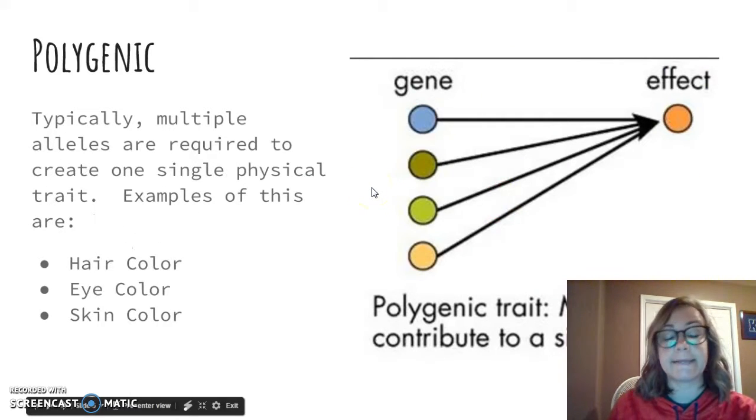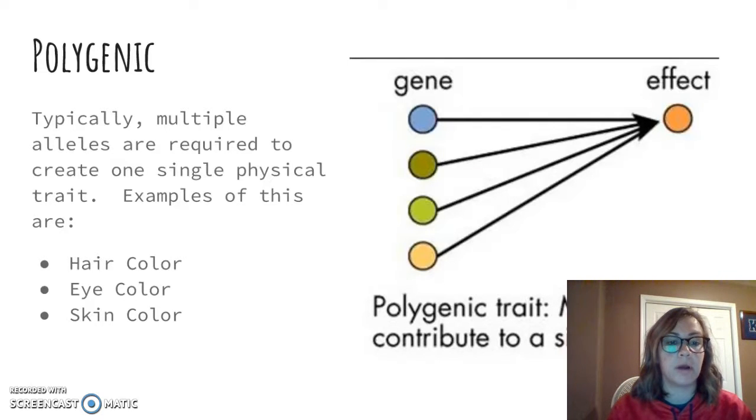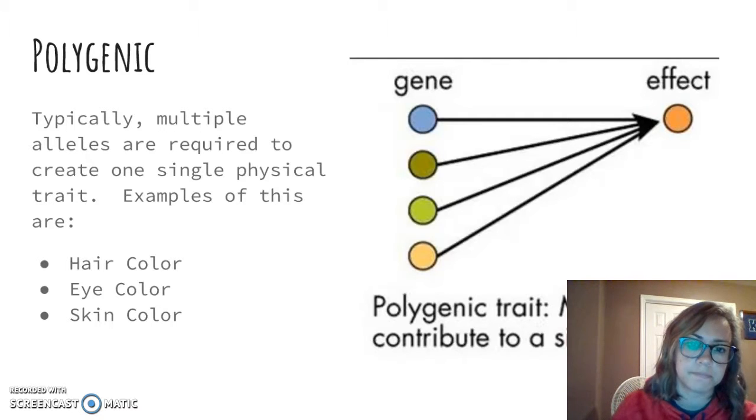However, humans, it's not this simple because unfortunately we are very polygenic in that multiple genes are required to create one single physical trait. So remember, as we walk through this, even though I may use simplified examples like hair color, eye color, and skin color, sometimes these are a lot more complicated because multiple genes code for these.